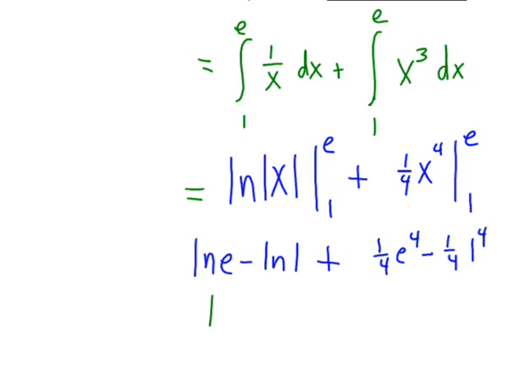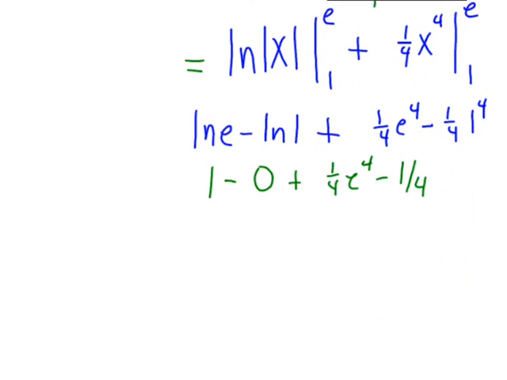Ln of e is 1. Ln of 1 is 0. This is 1/4 e to the fourth minus 1/4. And so we could probably leave it that way, but I would probably see this as 1 minus 1/4, which is 3/4 plus 1/4 e to the fourth. Or if I want to write it as one fraction, it's 3 plus e to the fourth over 4. All right, hopefully that is enough to get you started with your work.